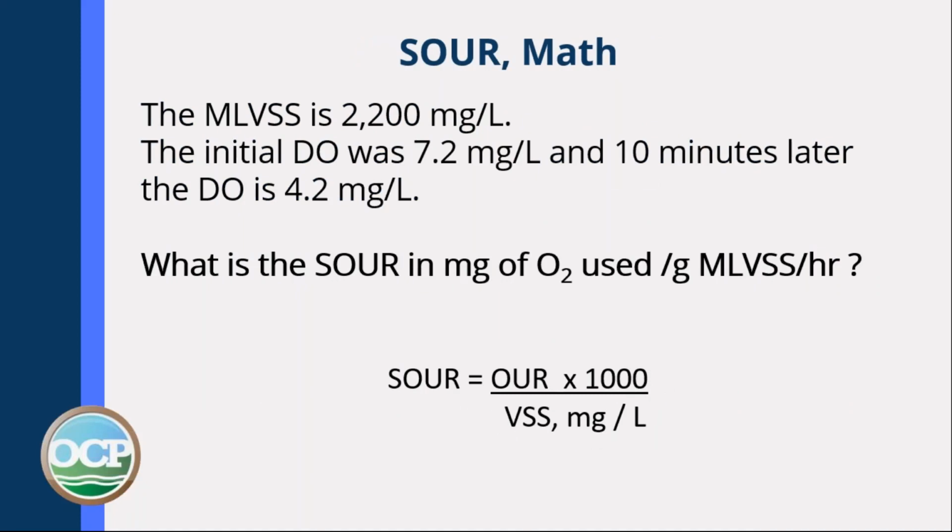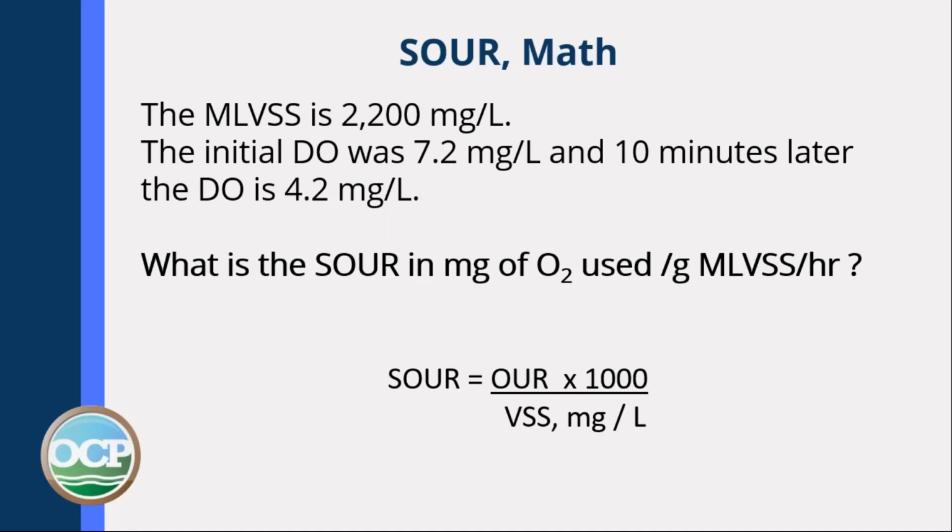So, SOUR math. The MLVSS, which is the volatile suspended solids, is 2,200 milligrams per liter. The initial DO was 7.2 milligrams per liter, and 10 minutes later, the DO is 4.2 milligrams per liter. What is the SOUR, or specific oxygen uptake rate, in milligrams of O2 used per gram of MLVSS per hour?